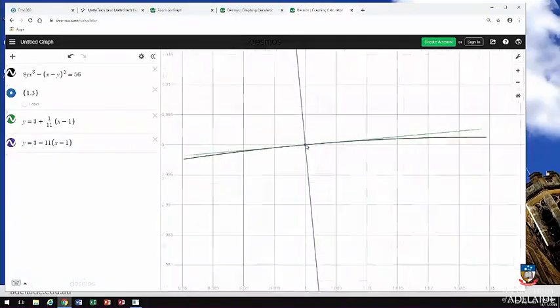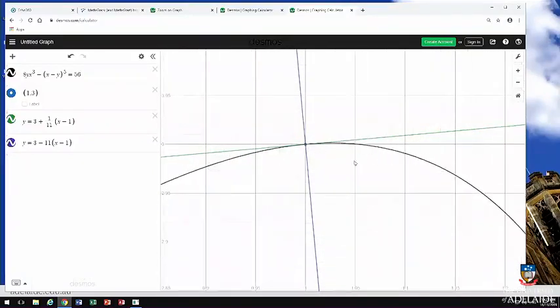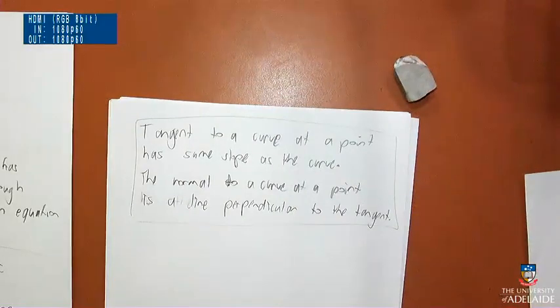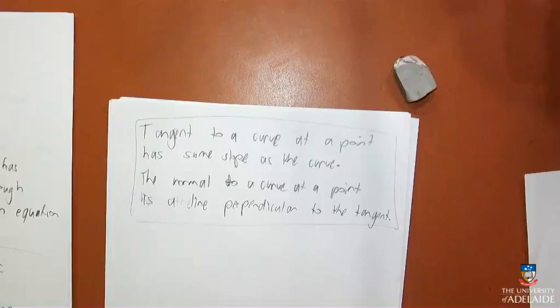If I zoom out, there's the curve. This line's perpendicular. This line's following the curve. And that's called the normal. And a useful piece of information about normals and tangents is that if two lines are perpendicular, then their slopes, if the slope is written as a fraction, you turn it upside down and minus it. Okay, so it's the negative reciprocal, it's called. Or if you like, when you multiply them, you should get minus 1.